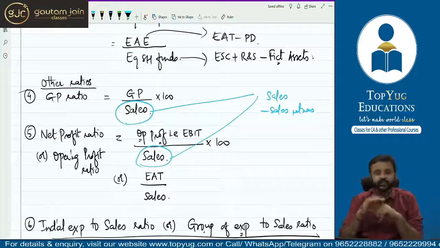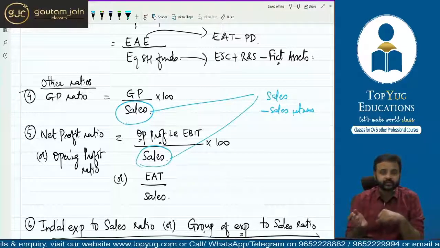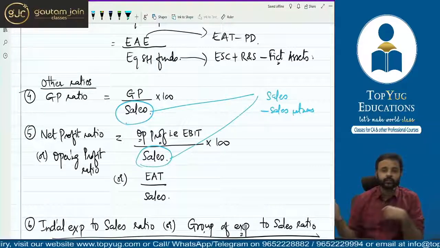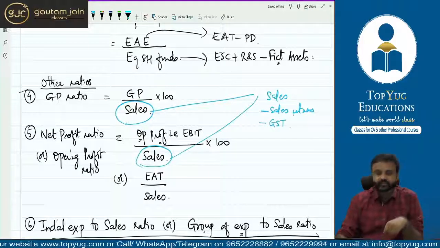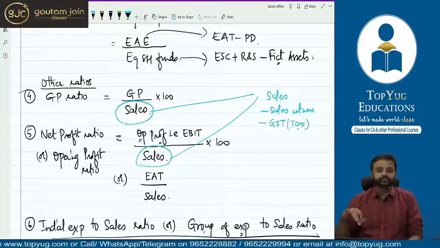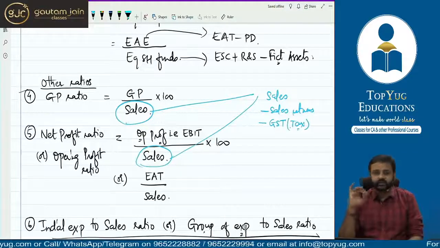We'll have to deduct the taxes also. Yes, because no one earns profit on tax. Correct? That is collected and paid to the government. We're just acting as a mediator. Collect, pay. So please understand, if there is some tax like GST, that we'll have to deduct and then take sales. So net sales we will take.